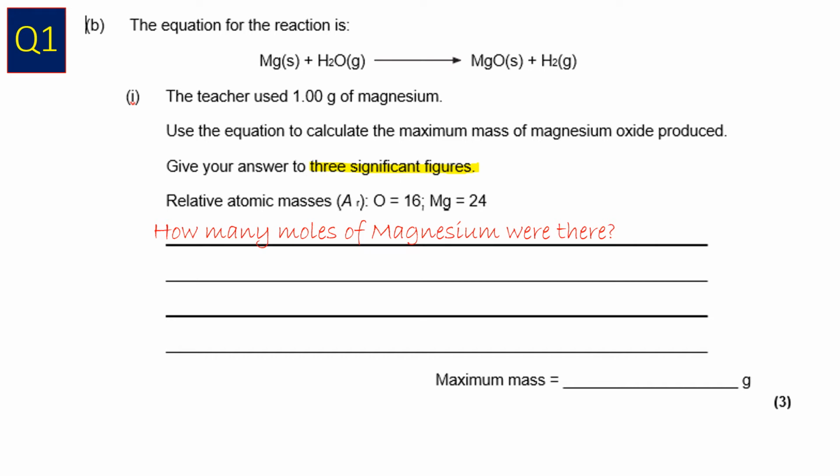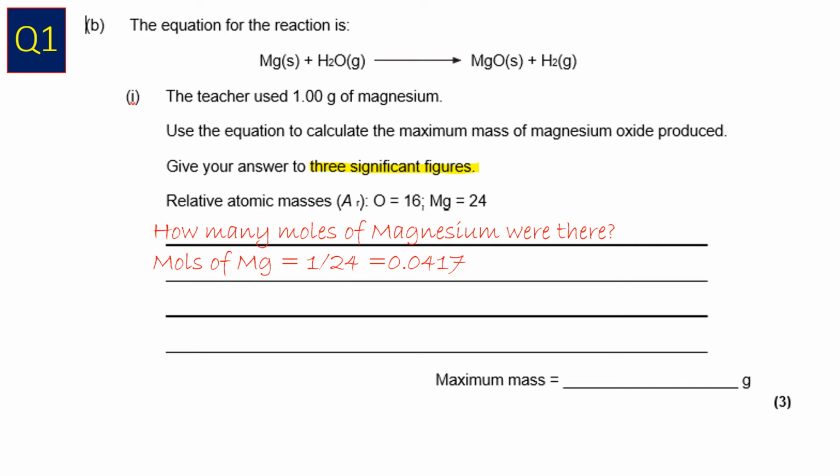So, first question we can ask ourselves is how many moles of magnesium do we have? Because we know the mass and we know the AR. So, moles of magnesium is going to be the mass divided by the MR, so 1 divided by 24, and that gives us 0.0417 moles.